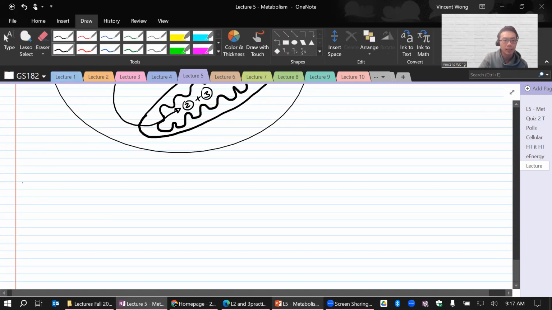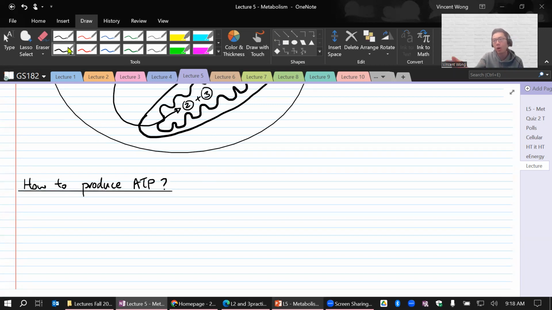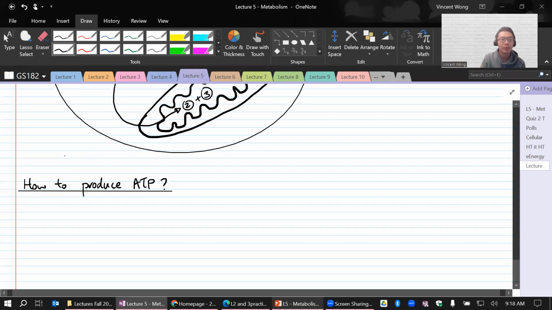How to produce ATP. I mean, you have an idea, right? Like, you have to put the phosphate onto ADP, right? But exactly how it happens, there are two methods, two mechanisms involved.